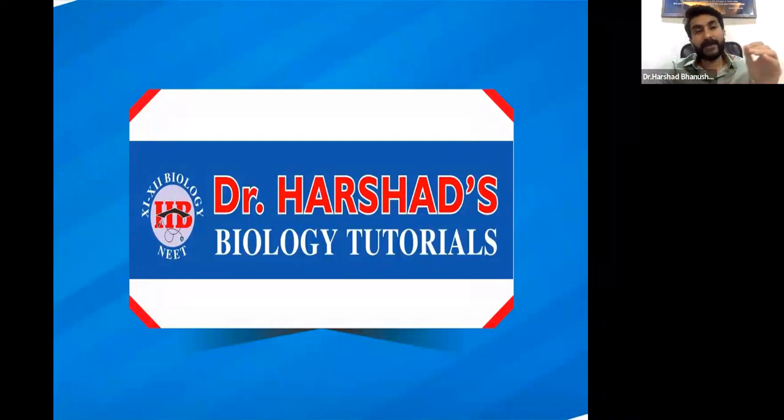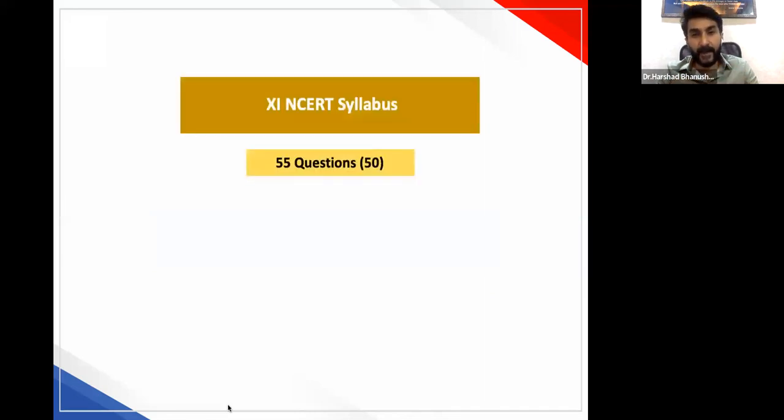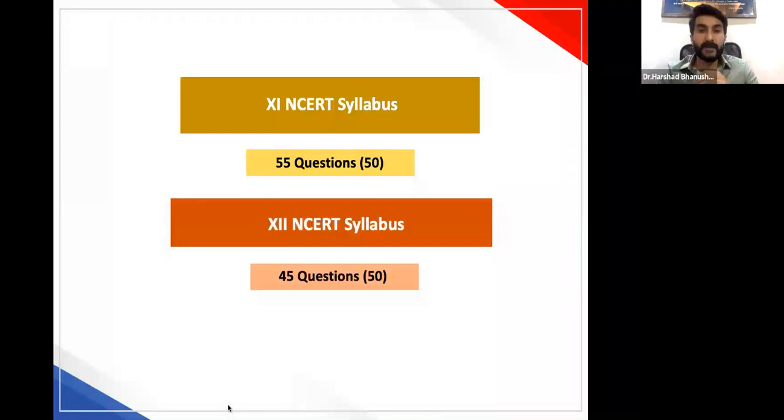Now, if you see the textbook-wise distribution of this paper, you would find that this time, compared to 11th NCERT and 12th NCERT, the distribution was 55-45. Out of the 100 questions which had been asked, you had 55 questions from 11th NCERT and 45 questions which were asked from your 12th NCERT textbook. If you ask my opinion, it's a far better distribution as compared to what was asked last year.